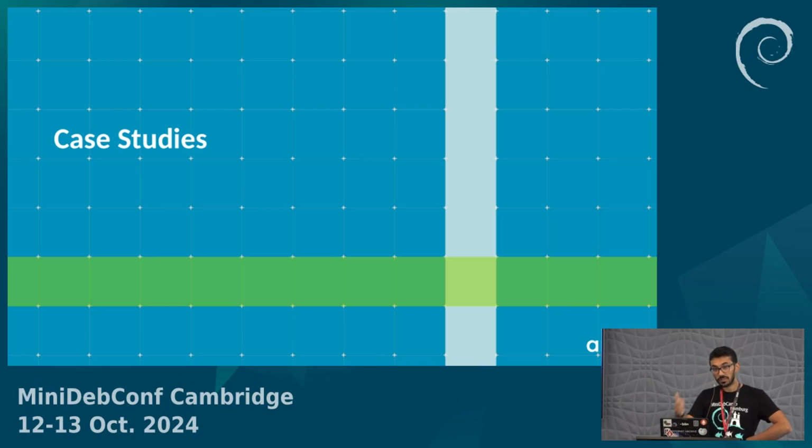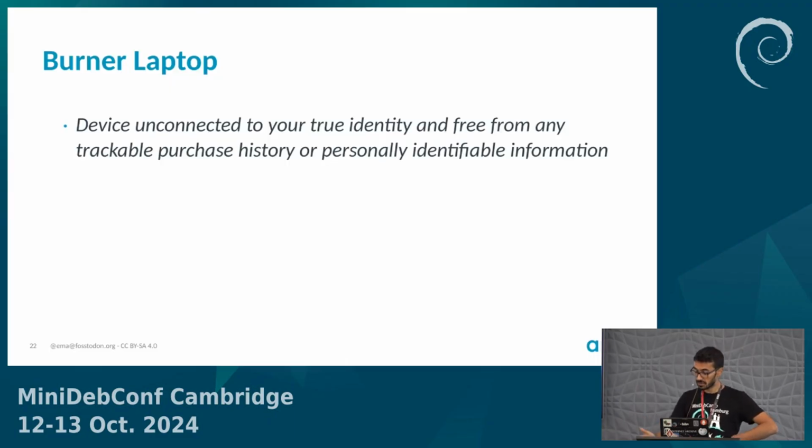A few case studies, a few examples of why you may want to use a live distro in 2024. The first one is what I'm doing now. This is a burner laptop. It's a machine that I don't normally use. And it's very plasticky. It's a very old laptop, which I bought a long time ago, but it works.